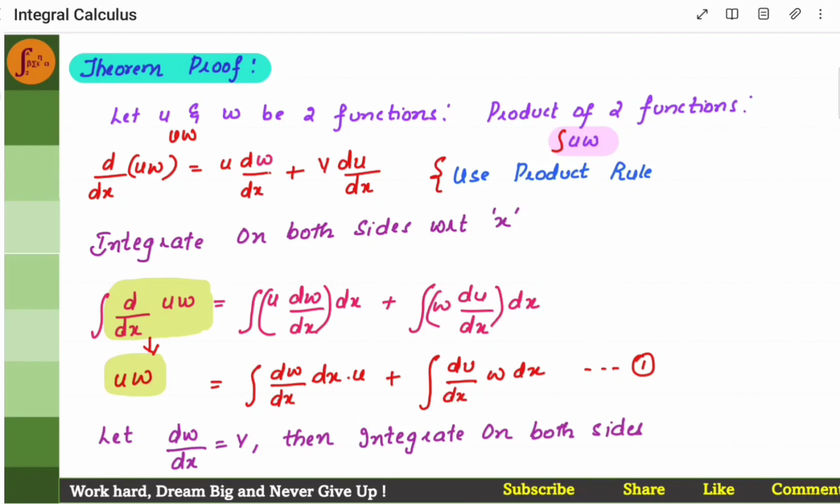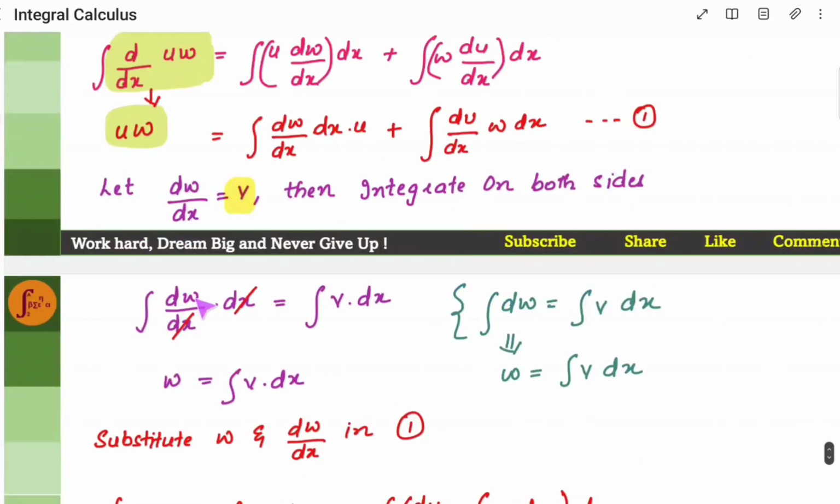Now, what we will do is, we don't know what this dw by dx is, right? Nor do we know what du by dx is. So what we'll do is, we'll assume that this entire dw by dx is v. Then we integrate this. So when I integrate dw by dx, again it's going to be a reverse process. Integral of derivative, I'll get the function itself. So I'll get w here. Integral of dw by dx with respect to dx is going to give me the function itself. What is that? I'll get w. w is equal to integral of v into dx.